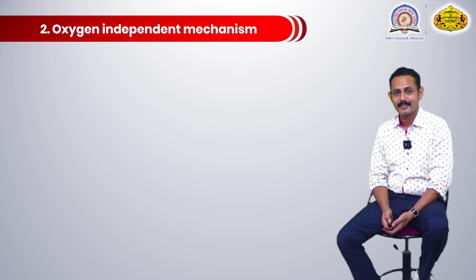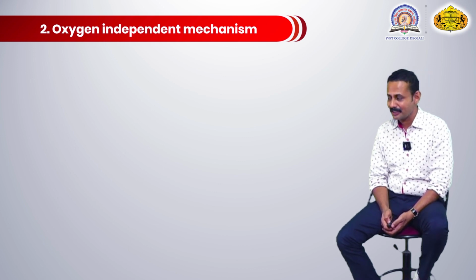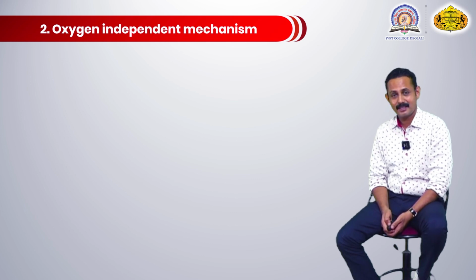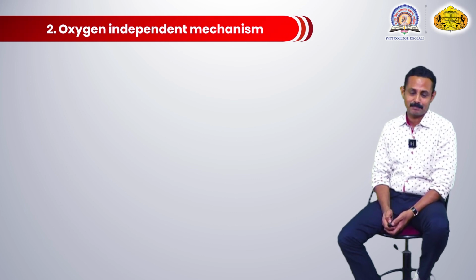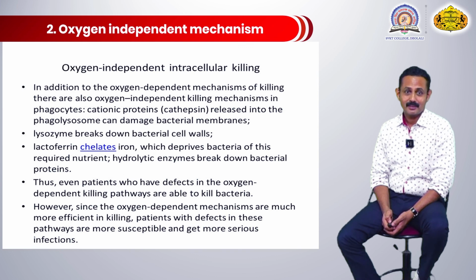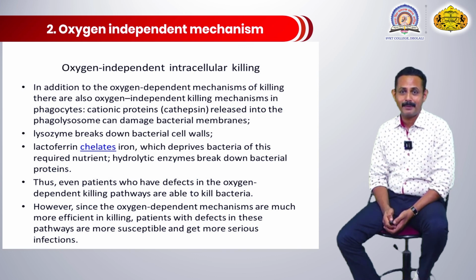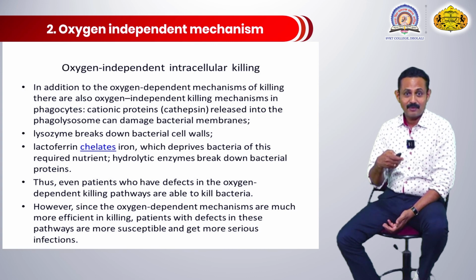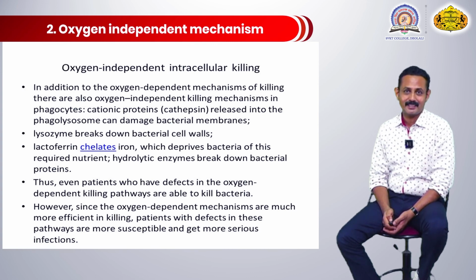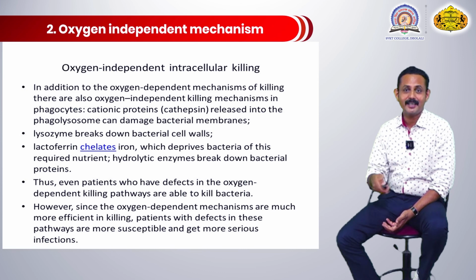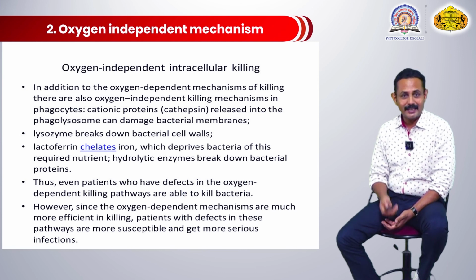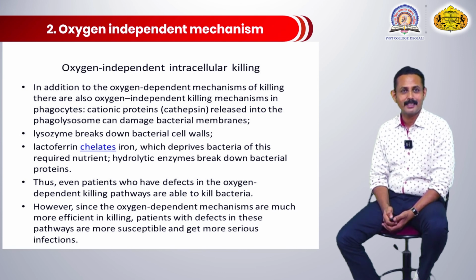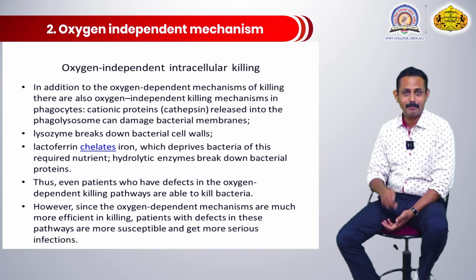Second is called the oxygen independent mechanism, where oxygen is not involved. Destruction is taking place, but oxygen is not involved in this process. So, these are the different oxygen independent intracellular killing mechanisms, where the different enzymes which are present in the granules start their action. Among those enzymes, the first enzyme is called lysozyme, which is a cell wall lytic enzyme. So, it breaks down the cell wall.